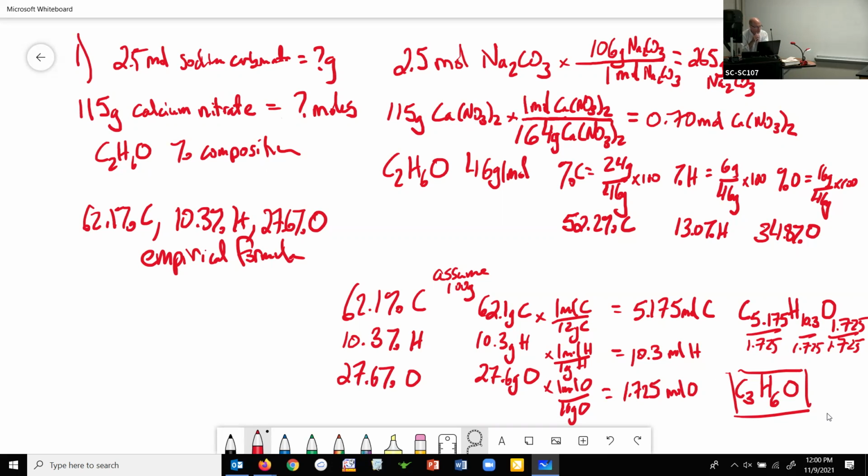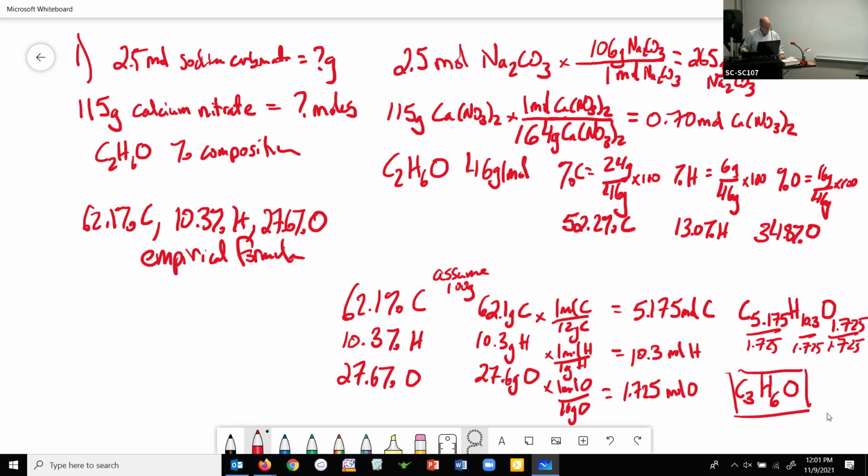Okay, so the empirical formula for the final problem is C3H6O. That is the simplest whole number ratio. You would not be able to decide if that's the molecular formula without additional information, specifically the molecular weight. I'd have to give you the molecular weight and say, hey, the molecular weight for this stuff is 58 grams per mole, and then you'd say, oh, that's the right number.